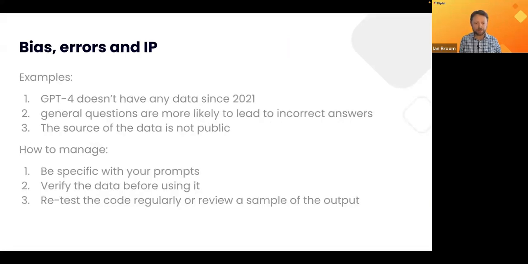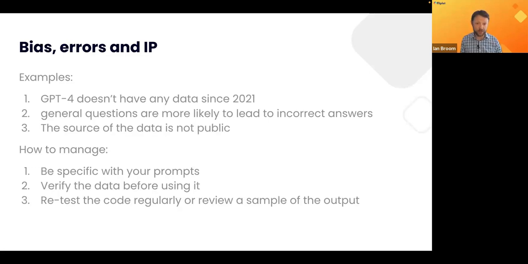How do you manage bias, errors, and intellectual property risk? Well, as Sophie said, GPT doesn't have any data past 2021, including, I think, GPT-4 as well as GPT-3.5. General questions are more likely to lead to incorrect answers, and the source of data is not public, so you don't know where it's getting its information from. How do you manage these risks?